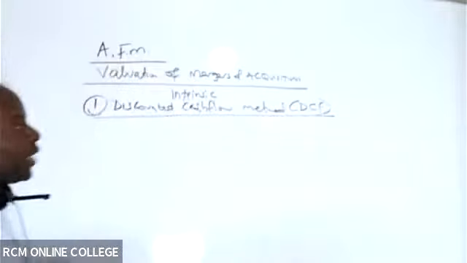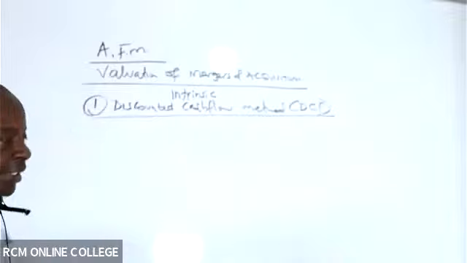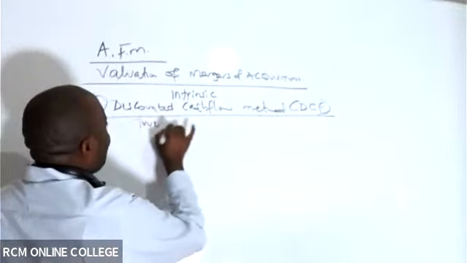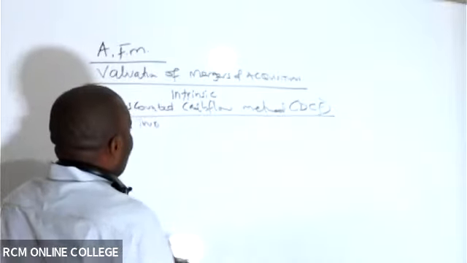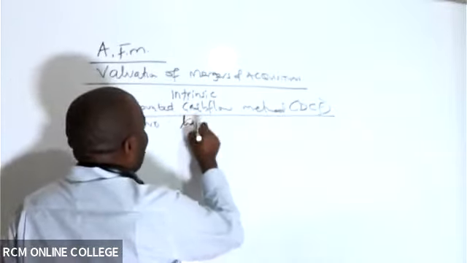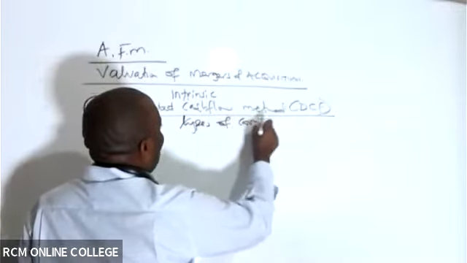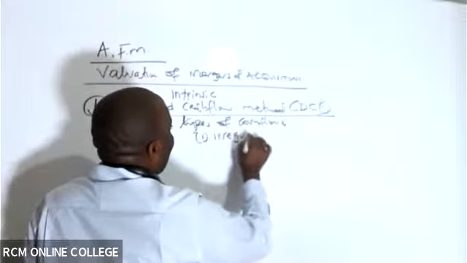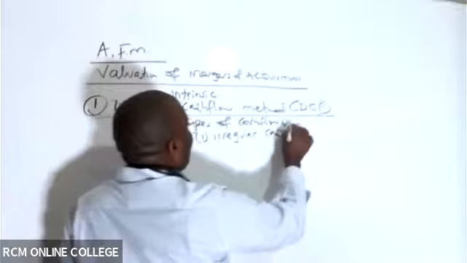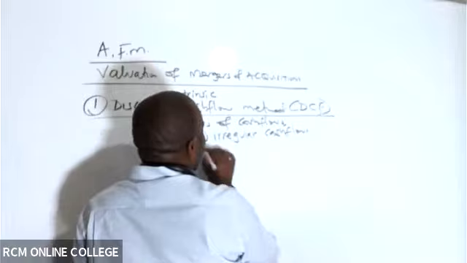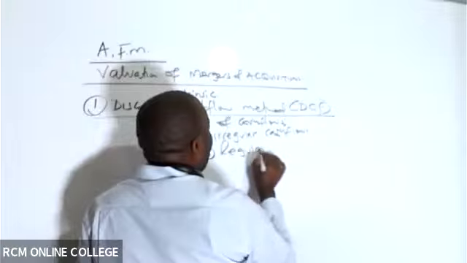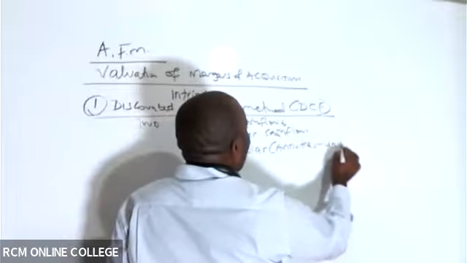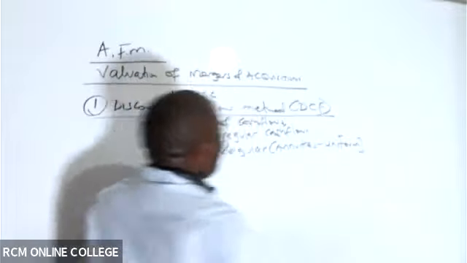Now, I'm sure you are very good at discounting. As a quick reminder, we have two types of cash flows. Number one, we have irregular cash flows. And number two, we have the regular ones, which are also known as annuities or uniform.